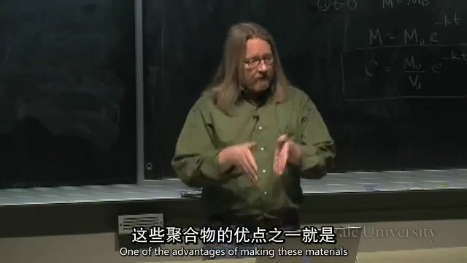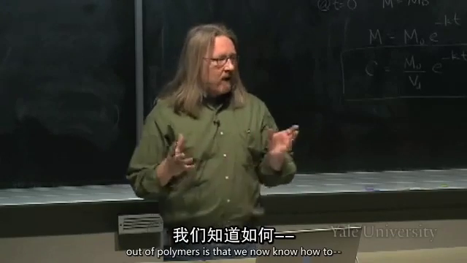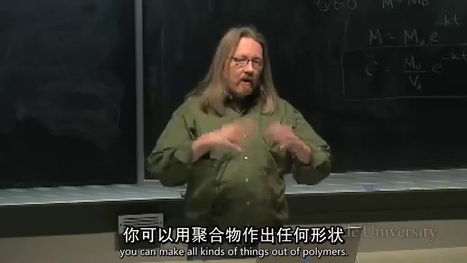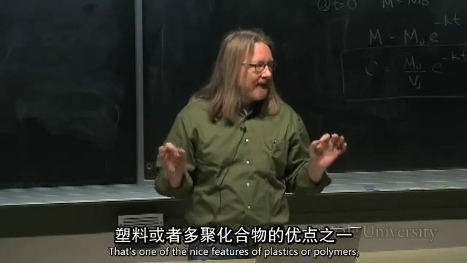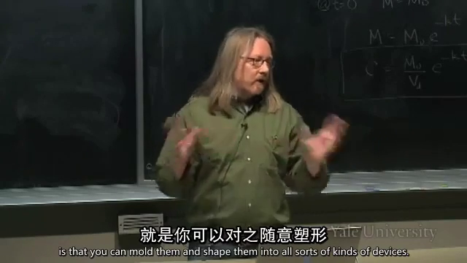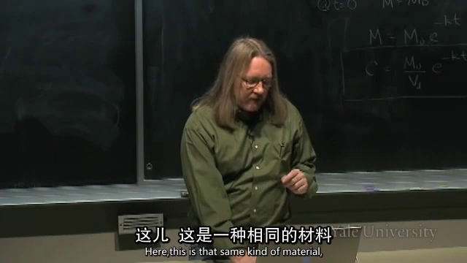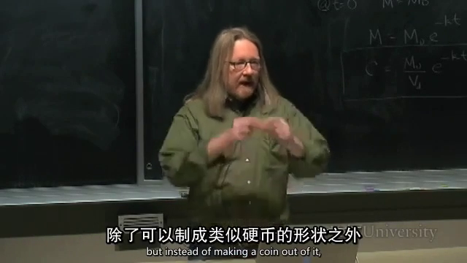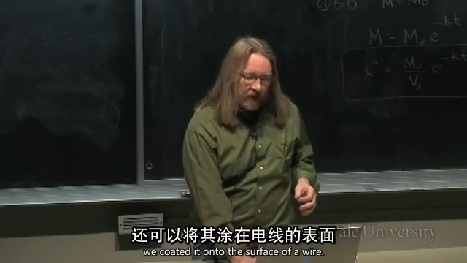One of the advantages of making these materials out of polymers is that we now know you can make all kinds of things out of polymers. That's one of the nice features of plastics or polymers, is that you can mold them and shape them into all sorts of kinds of devices. So here, this is that same kind of material, but instead of making a coin out of it, we coated it onto the surface of a wire.